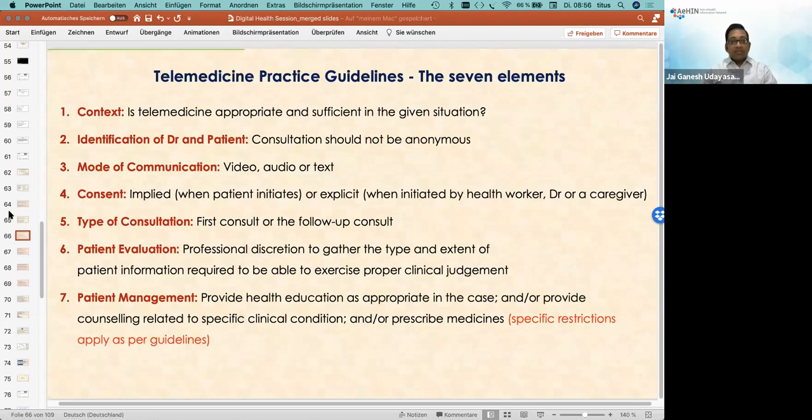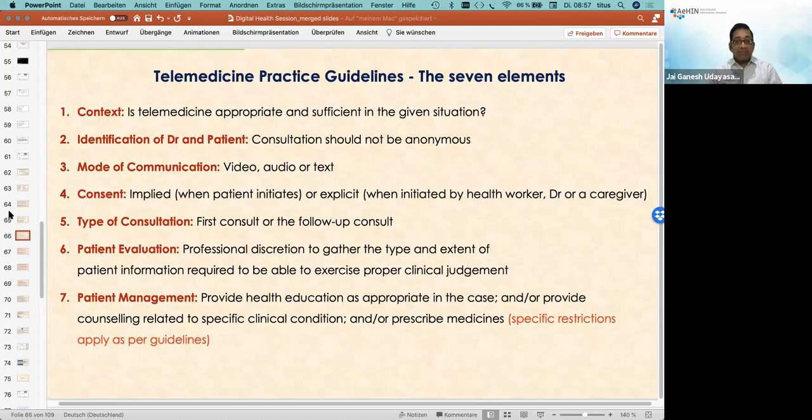So I would say focus on these 7 elements. The telemedicine practice guidelines establish a context for providing the consultation, and necessitate a positive identification of the doctor and the patient. It prohibits anonymous consultations, and of course there has to be consent. Implied consent is when the patient themselves seek the services, and explicit consent is sought when the provider has to use that for a further referral or storage. And then there are different types of consultation, which is the first consultation or the follow-up, and then the patient evaluation.